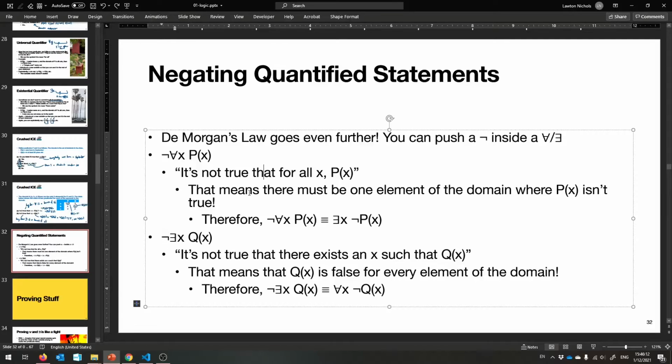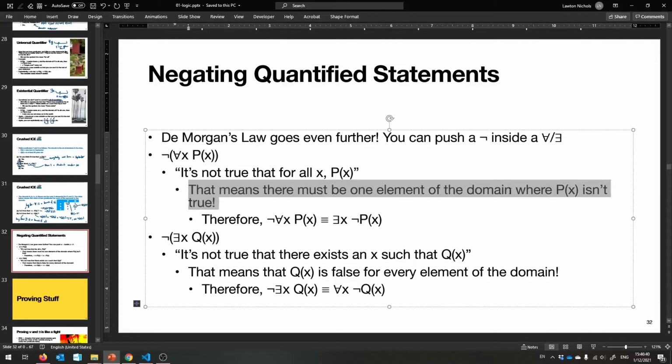Okay, so let's reason about this in English. If I claim that not all of this is true, it's not true that for all x, p of x, maybe I should put these in parentheses just to make it very clear what's going on. This is saying that it's not true that for all x, p of x. If you think about this long enough, it means that there must be one element of the domain where p of x isn't true, because that would cause this to be false. It's not true that all of them are true, so at least one must be false.